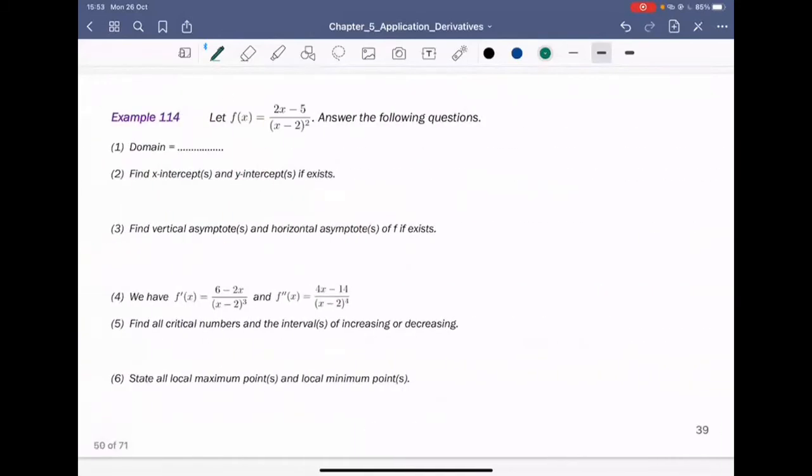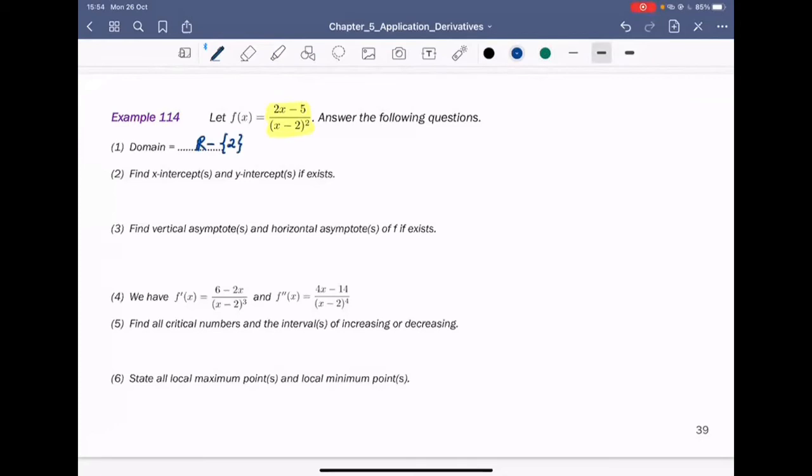All right, let's do example 114 then, if you don't have any questions. So the last one for this section. Example 114: f(x) equals 2x minus 5 over x minus 2 squared. Ta-da! So here we're going to look at the domain, which is going to be all real numbers except 2. I'm going to go a little bit faster for this example.